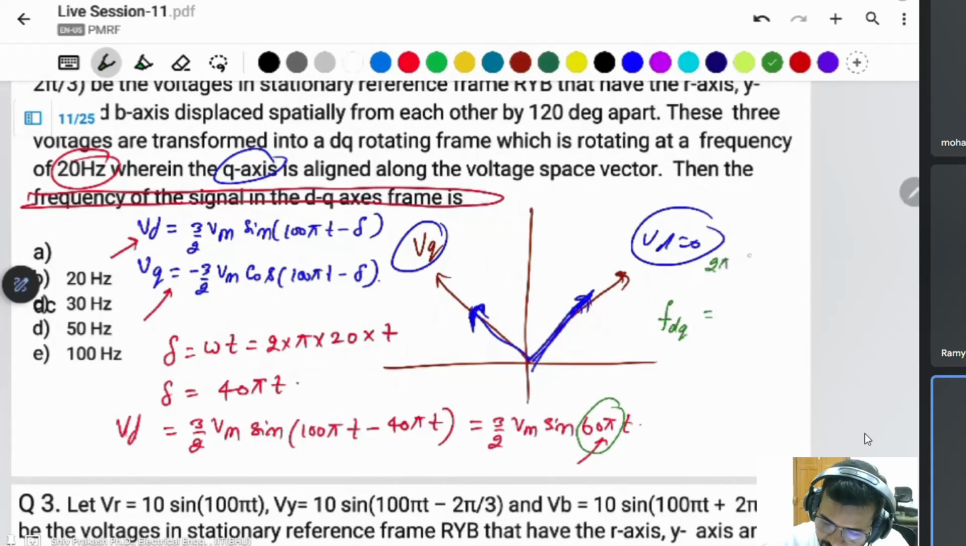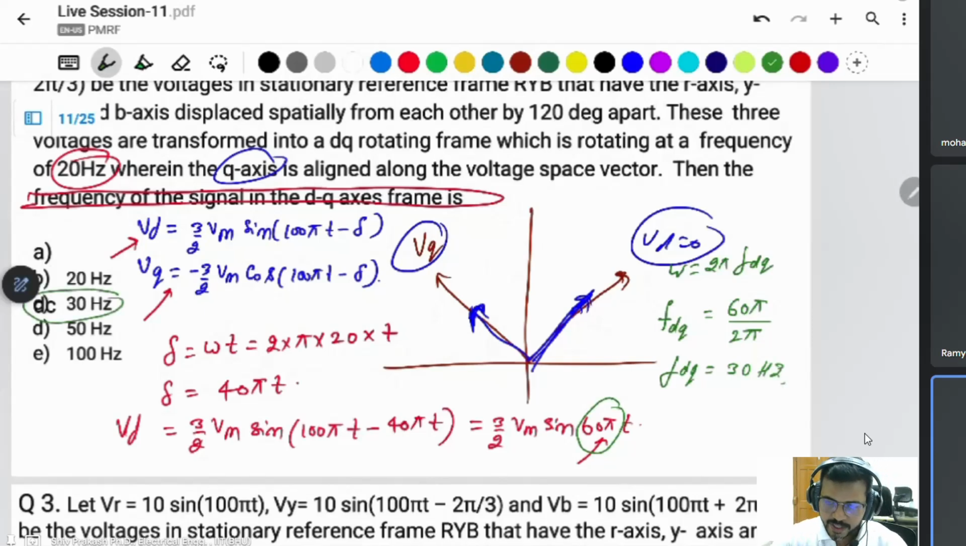Same thing, omega is equal to 2 pi f of dq. Then 60 pi divided by 2 pi gives thirty hertz. The frame will be rotated at 30 hertz, because the dq axis frame will rotate. The magnitude will be the same.